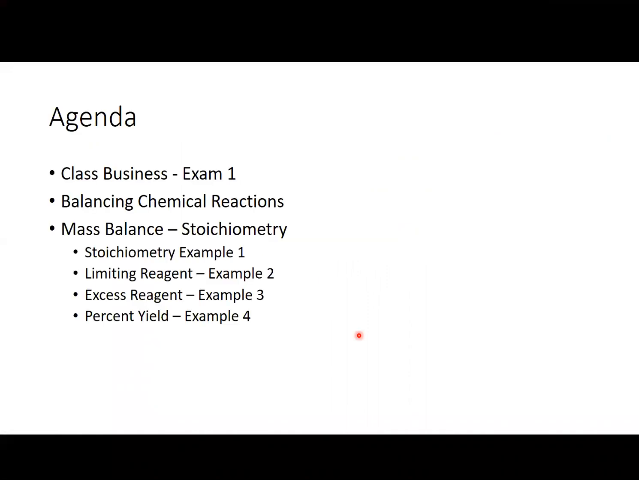All right. So today, a little bit of class business, so I can go over some mechanics that go on with exam 1, and then we'll go into the topics of the day, which include mass balance, which is stoichiometry, and balancing chemical reactions. Very standard for a course like ours. And then I've got 4 different examples, 5 actually, of stoichiometry that are in there.